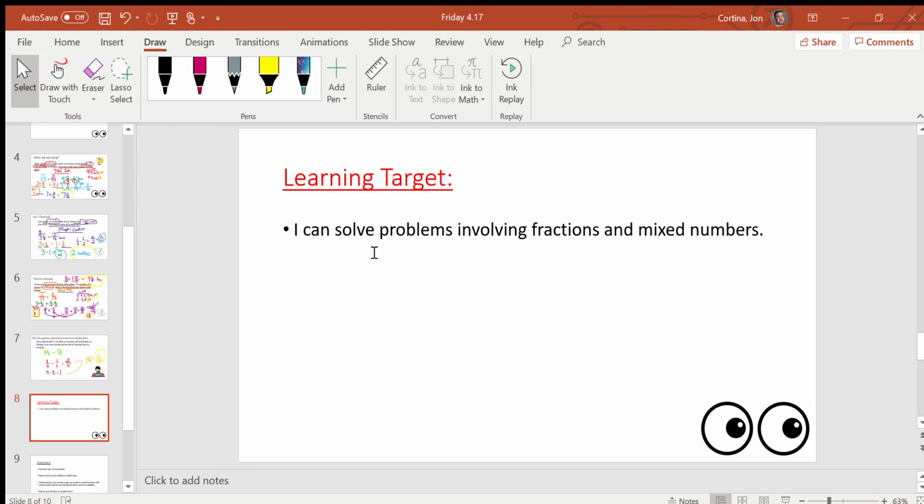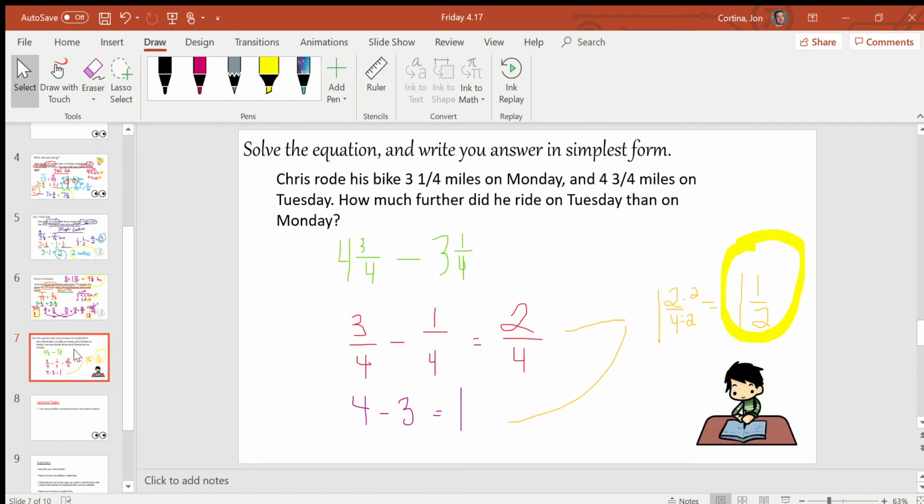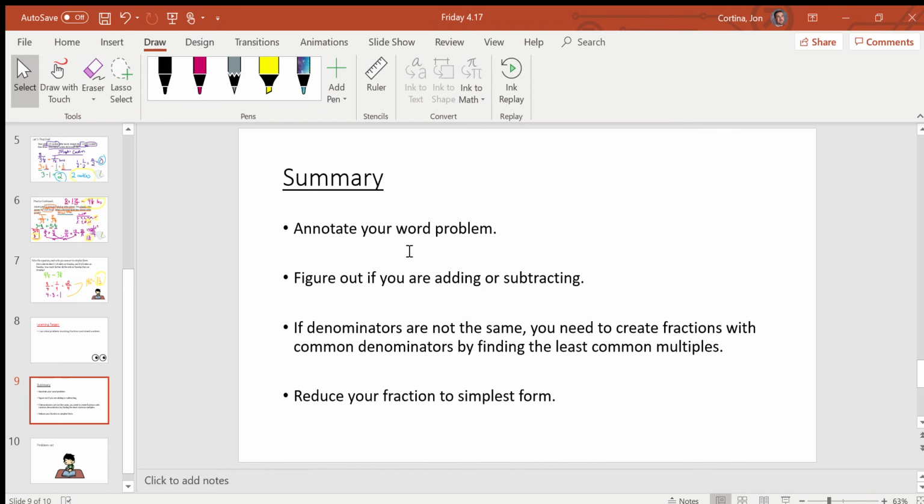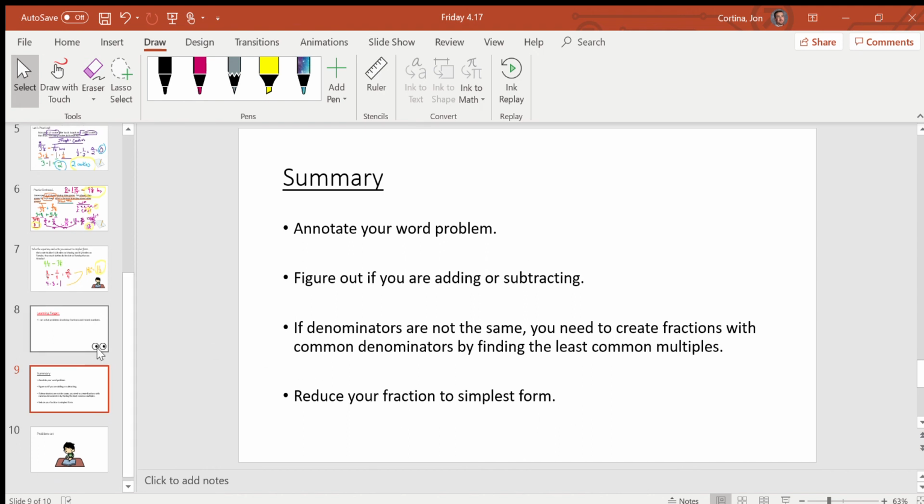I can solve problems involving fractions and mixed numbers. If you were able to keep up with the notes today and complete this last problem on your own, you have reached your target. If not, maybe go back and try some more practice problems. Remember that you need to annotate your word problems. You need to figure out if you're adding or subtracting. If the denominators are not the same, you need to create fractions with common denominators by finding the least common multiple before you add or subtract. And your last step is to reduce your fraction into simplest form.